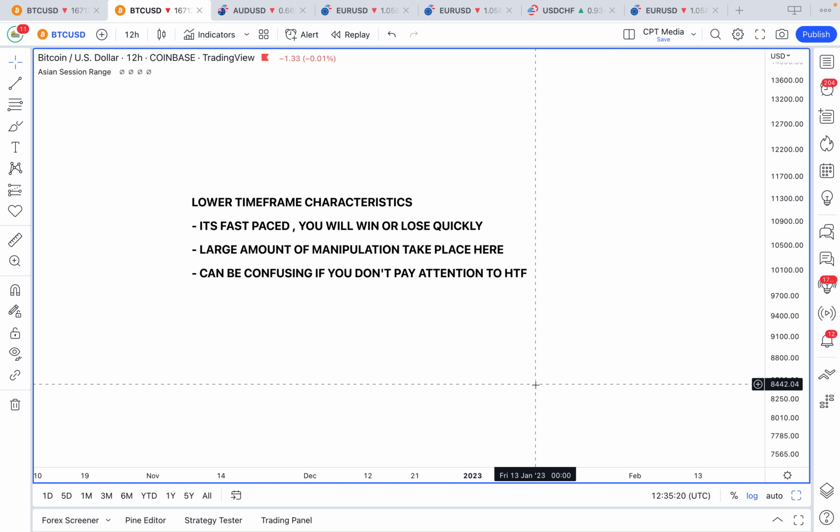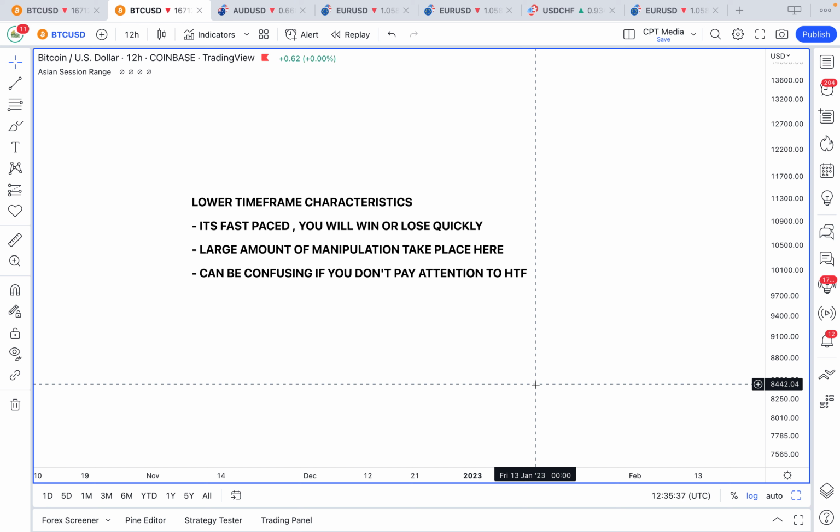Secondly, there will be a large amount of manipulation that takes place on the lower time frames in particular, mainly the 5 minute, 3 minute, 1 minute. This is mainly because it's easier for manipulation to take place, as it requires less capital from market makers. This is something I'm going to cover shortly.